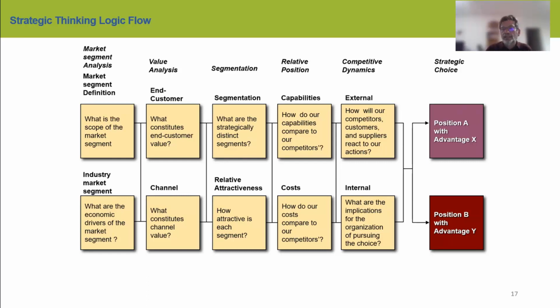And internal is for us how the implication of the organization of pursuing the choice of our strategy should influence the organization of our company. This will lead us to some positions, the strategic choices: position A with an advantage X, position B with an advantage Y.